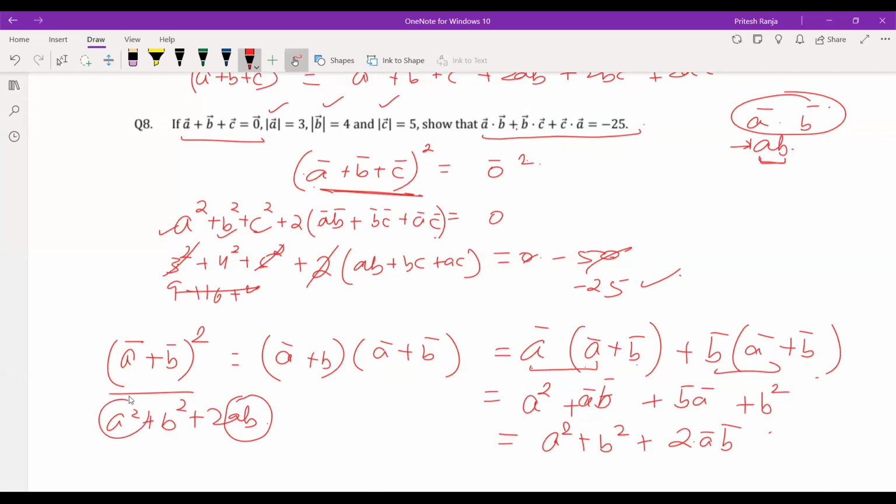If I am writing this one, I am sure that it is the square of the magnitude. But this is a dot. There is a difference between a into b and a dot b. This is ab cos theta, and this is just multiplication of the two magnitudes. So you can rearrange accordingly, and you will get this minus 25.